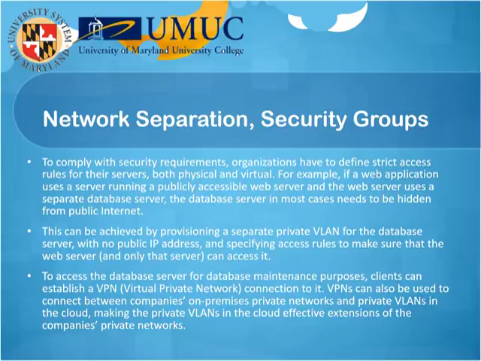To access the database server for database maintenance purposes, clients can use a VPN connection to it. VPNs can also be used to connect between companies' on-premises private networks and private VLANs in the cloud, making these private VLANs in the cloud effective extensions of the company's private networks.